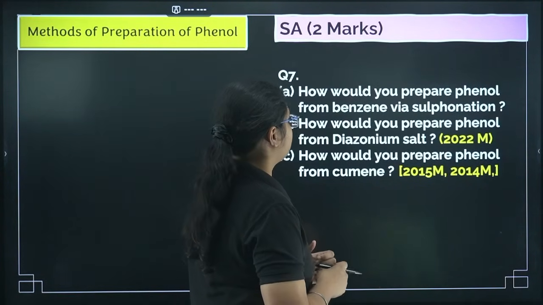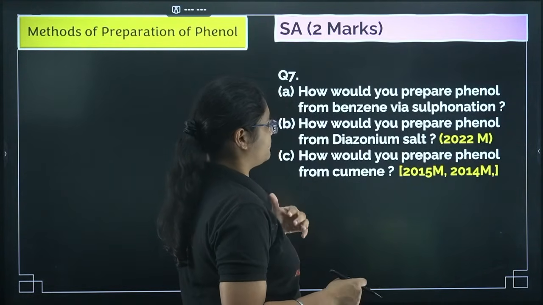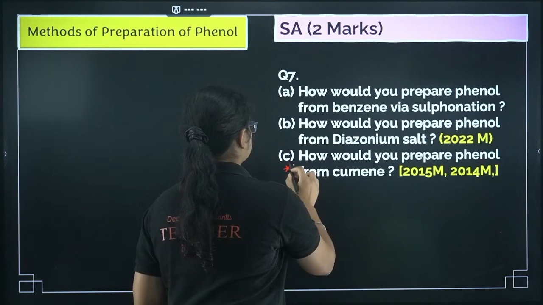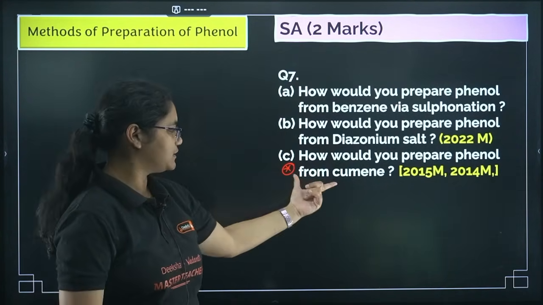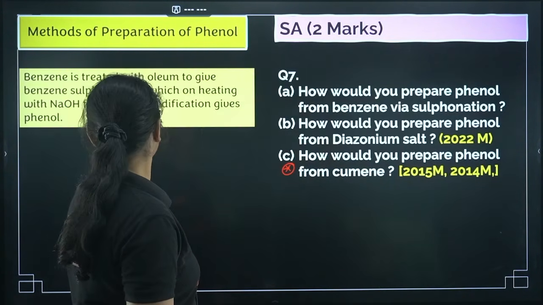How would you prepare phenol from benzene via sulfonation? How would you prepare phenol from diazonium salt? And how would you prepare phenol from cumene? Now, let me tell you this is a most important question. So, any of these can be asked, but the probability of this one is much higher. So, I'll show you all the 3 reactions.